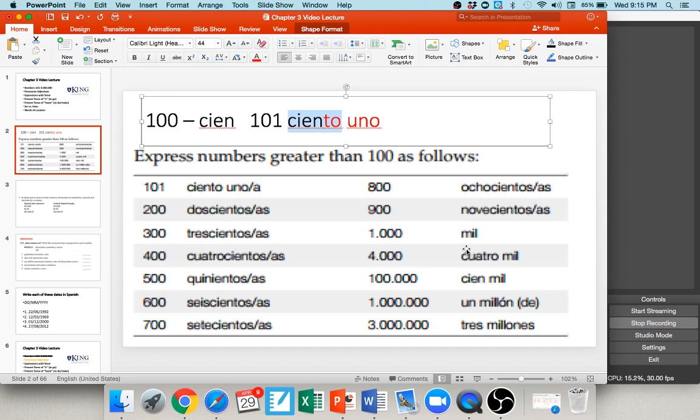So you know 1000 is mil, 2000, dos mil, 3000, tres mil, 4000, cuatro mil, so on and so forth. And then of course a million in Spanish is just un millón. And then as you continue, dos millones, tres millones, cuatro millones for 2 million, 3 million, 4 million, so on and so forth. I find this to be more of a vocabulary thing as opposed to a grammar thing, but your book includes it as a grammar concept. But these are pretty easy if you memorize your numbers.